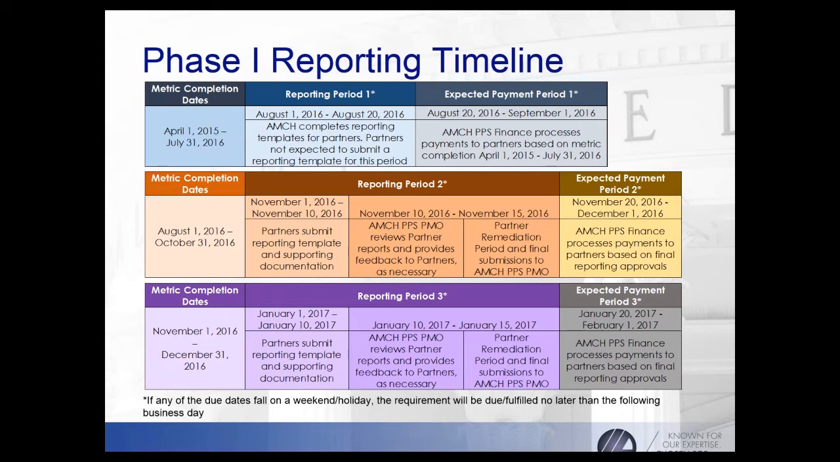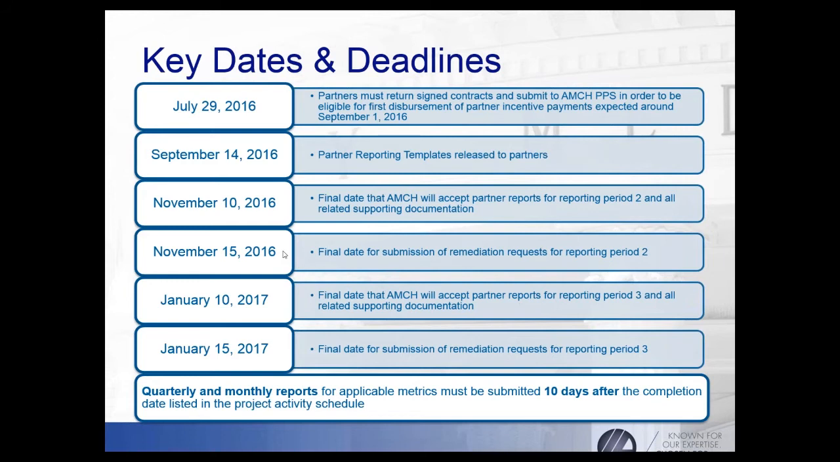For reporting period 3, your completion dates will run from November 1st through December 31st of 2016. And just to backtrack a little bit, your completion date is really just the time period during which your metrics have to be completed for that particular reporting period in order to trigger payment. So this reporting period 3 will run from January 1st through January 10th. So as a partner, you will again have to complete your reporting templates and have all supporting documentation uploaded to AMCH by January 10th of 2017, with the remediation period between January 10th through January 15th, and then expected payment, again, from January 20th through February 1st.